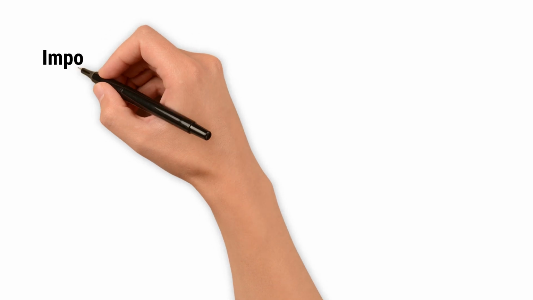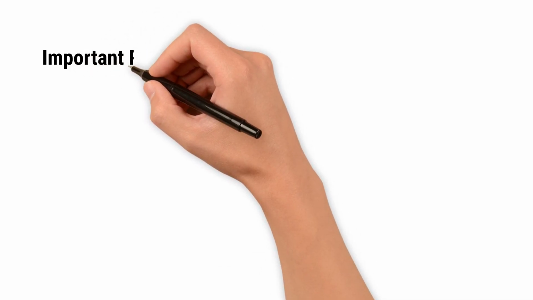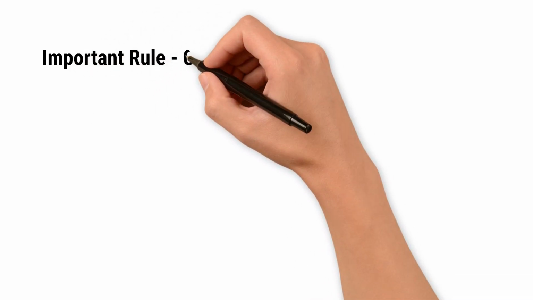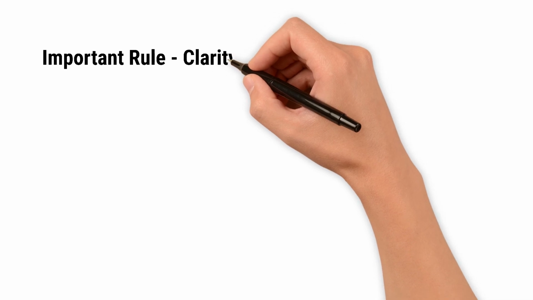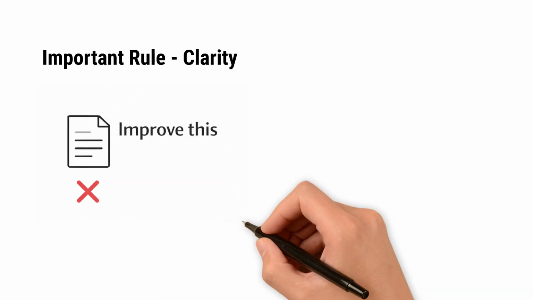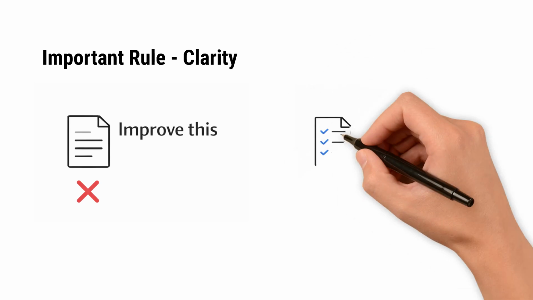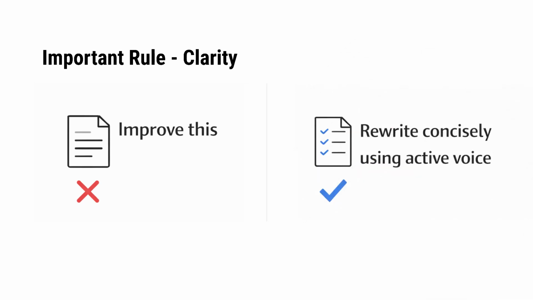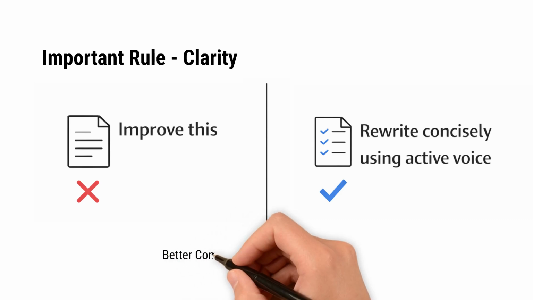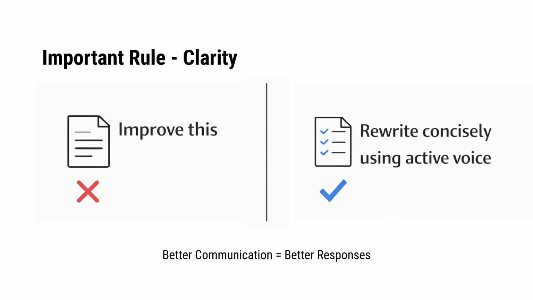Clarity. The most important rule in prompt design is clarity. If your prompt is vague, the output will be unpredictable. For example, "Improve this" leaves too much open to interpretation. But rewrite this paragraph to be concise and use active voice is clear and specific. The more precise your instructions, the better the results. In simple terms, better communication leads to better AI responses.